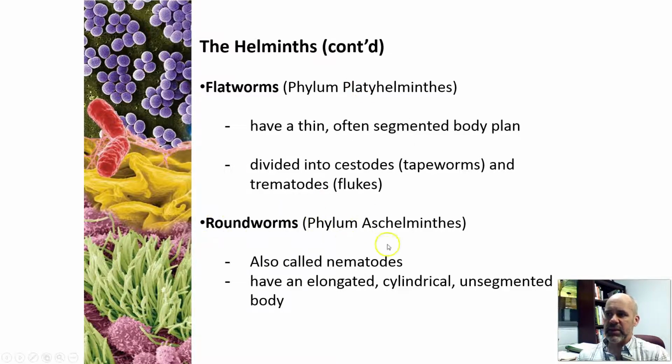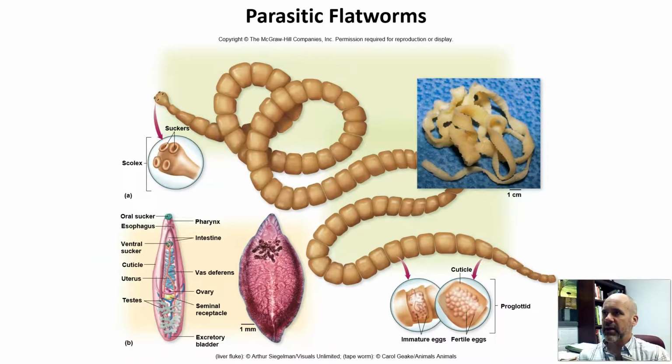Then the roundworms, those exist in a phylum called the Helminths. And again, these are your nematodes. That's another name for those as well. Their bodies aren't divided up into segments like you see with the flatworms. They have cylindrical shaped bodies.